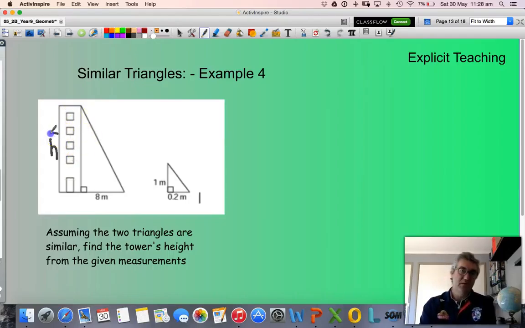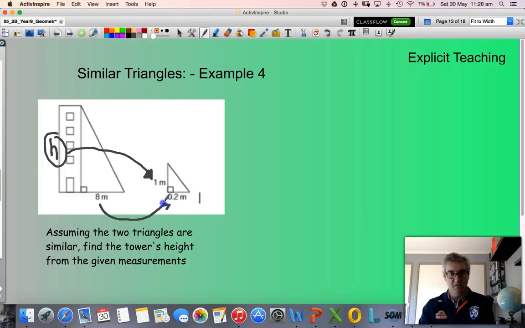So, the H will be similar with the corresponding side, which will be the 1 meter. Likewise, the 8, the similar side, will be the 0.2. So what am I trying to find? I'm trying to find H. So H divided by 1, I'm trying to calculate my scale factor, equals, back to this side, 8 divided by 0.2.